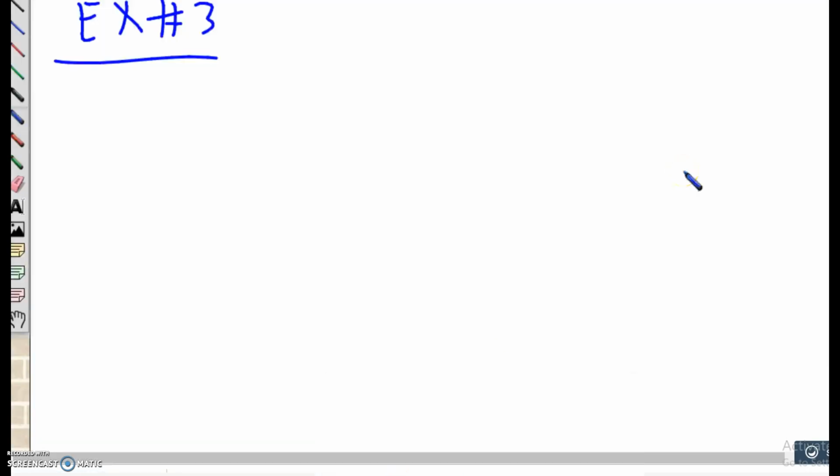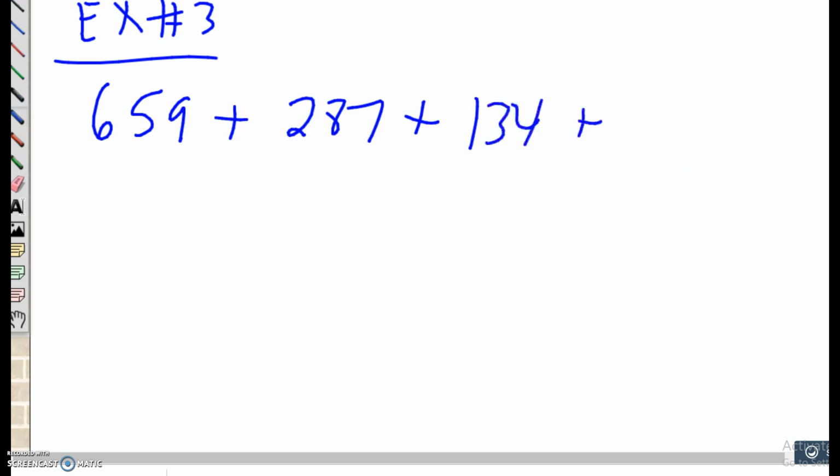So example number 3, the numbers that we had were 659 plus 287 plus 134 plus 102 plus 259. Okay. And we want to round these before we add them. And we are going to round to the nearest 100. Rounding each of these to the nearest 100. So I'm just underlining the digit that is in the hundreds place. And we're going to do the same process that we've done for the previous 2 examples.